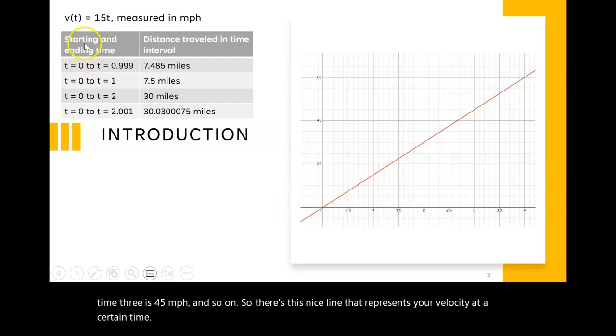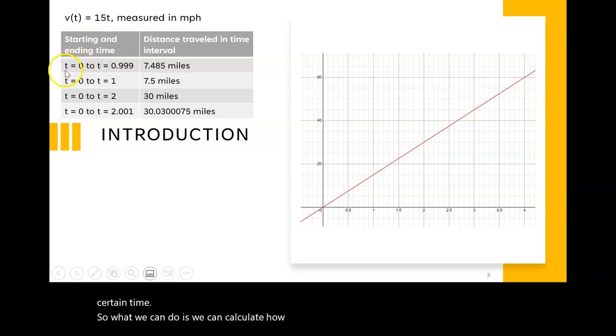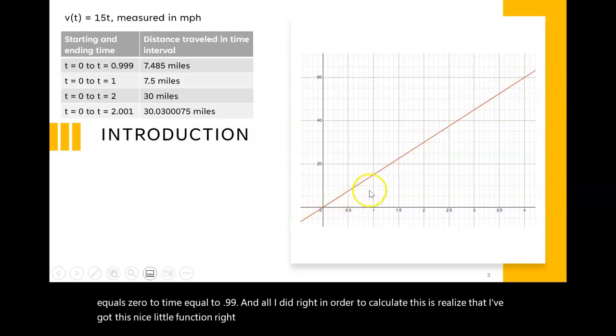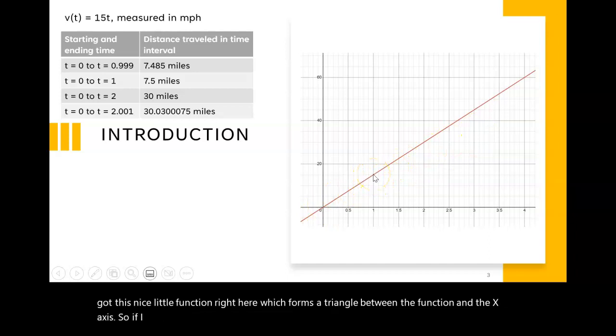So what we can do is calculate how far you've traveled in certain intervals. So from time equals 0 to time equals 0.99. And all I did in order to calculate this is realize that I've got this nice little function right here, which forms a triangle between the function and the x-axis. So if I were to find out what your distance traveled is from time 0 to time 1, the area under this curve is what gives us that amount, right?